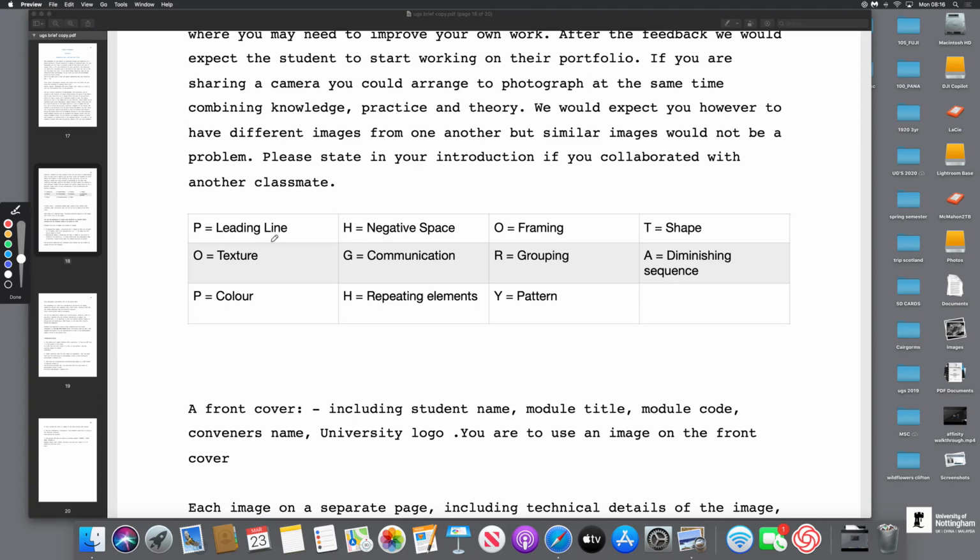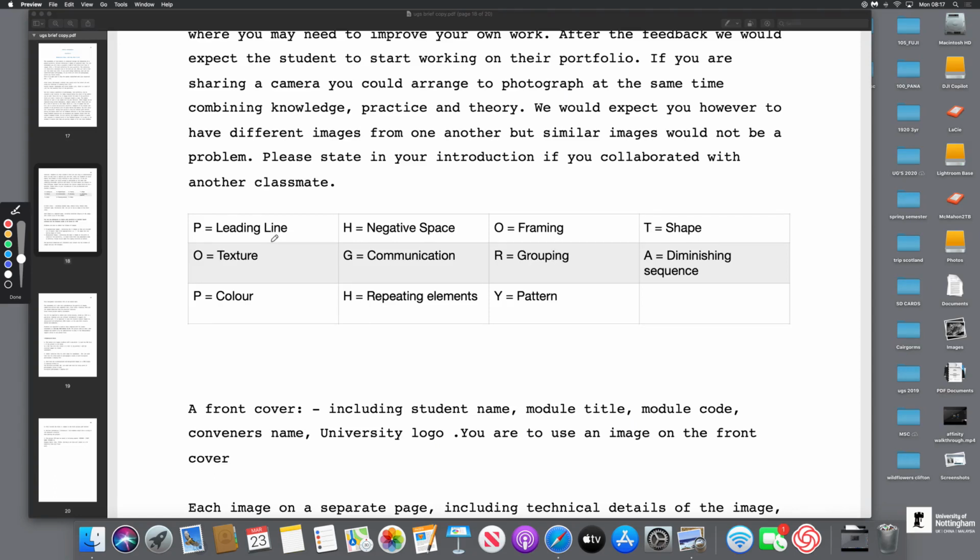So we start off with the front cover being leading lines, then we go on to negative space, then framing, shape, texture, communication, grouping, diminishing sequence, colour, repeating elements and pattern. So that's the order that we're going in.